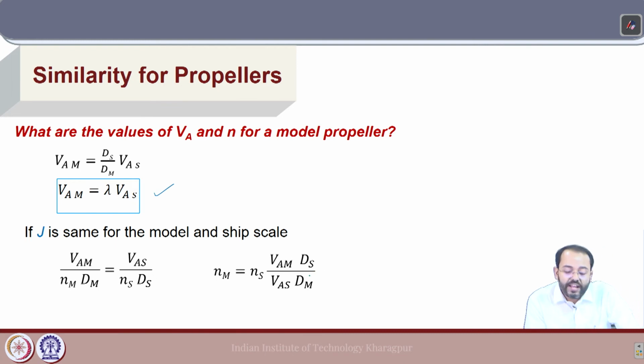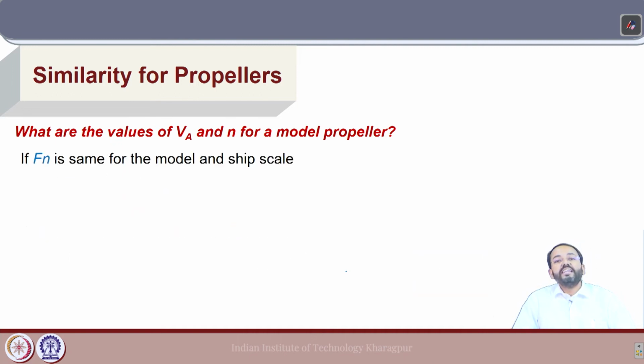If we put that value and the same ratio lambda between ds and dm, we will get that the value of Nm is Ns, the full scale rotational speed, multiplied by lambda square. This is based on Reynolds number similarity. Next, let us check the condition for Froude number similarity between the model and the ship scale.